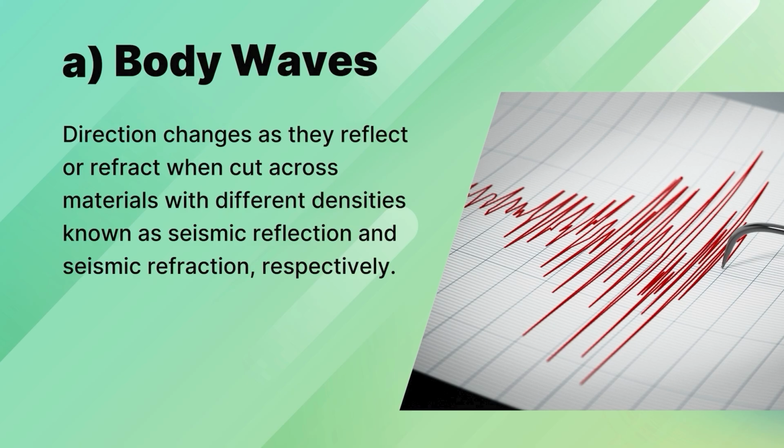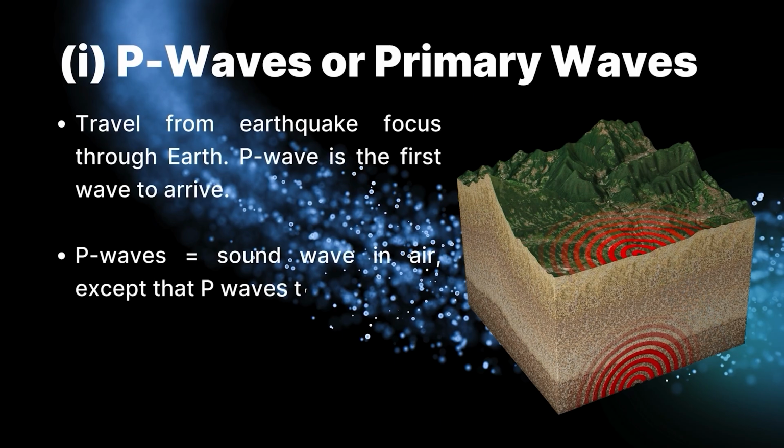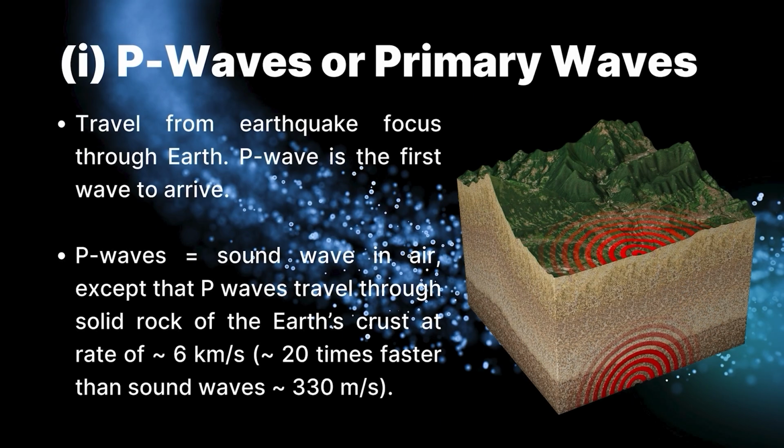Now the P waves or primary waves travel from the earthquake focus through the earth. The P wave is the first wave to arrive. They are the fastest waves. Their velocity is similar to the velocity of sound in air, except that P waves travel through the solid rock of the earth's crust at a rate of 6 km per second, 20 times faster than sound waves, that is 330 meters per second.